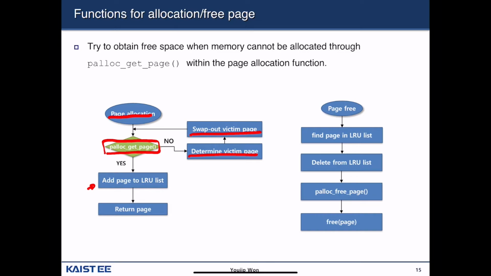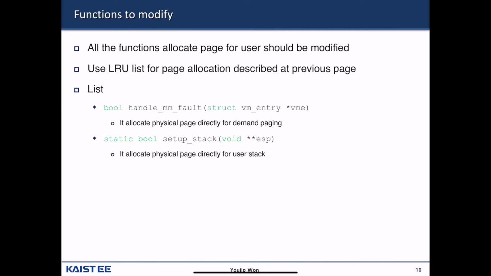And these are the steps of freeing the physical page. It finds the page in the LRU list and then deletes it from the LRU list, and then it calls palloc free page, and then it frees the page. There are functions to modify. All the functions that allocate pages for the user should be modified.